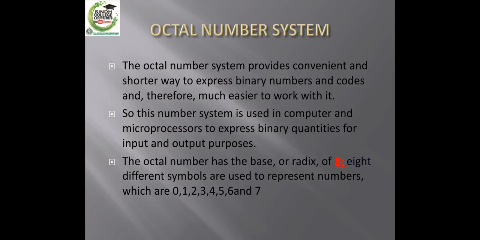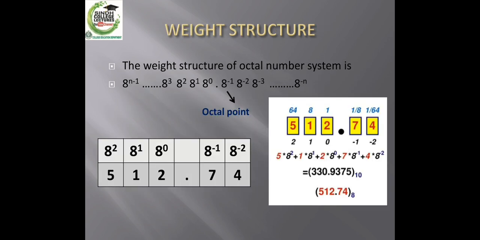Octal number system. The octal number system provides a convenient and shorter way to express binary numbers and codes, and is therefore much easier to work with. So this number system is used in computers and microprocessors to express binary quantities for input and output purposes. The octal number system has a base or radix of 8. 8 different symbols are used to represent numbers, which are 0 to 7.